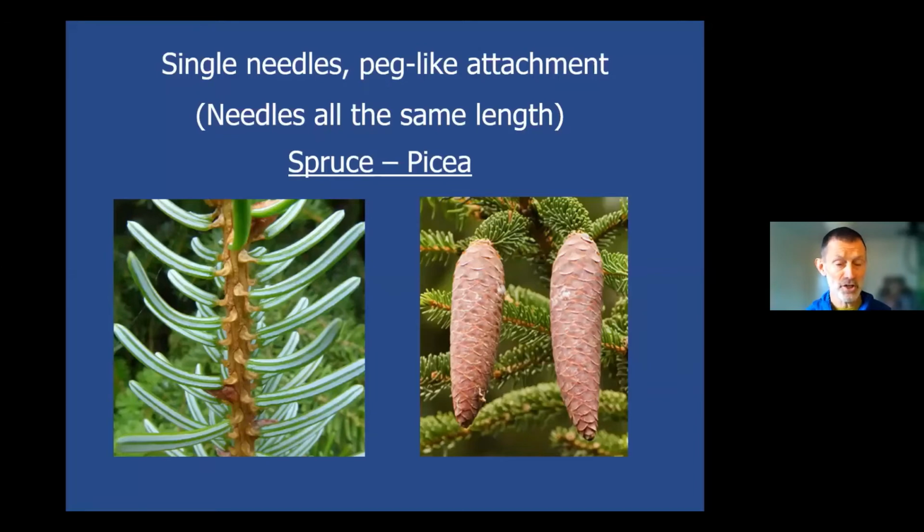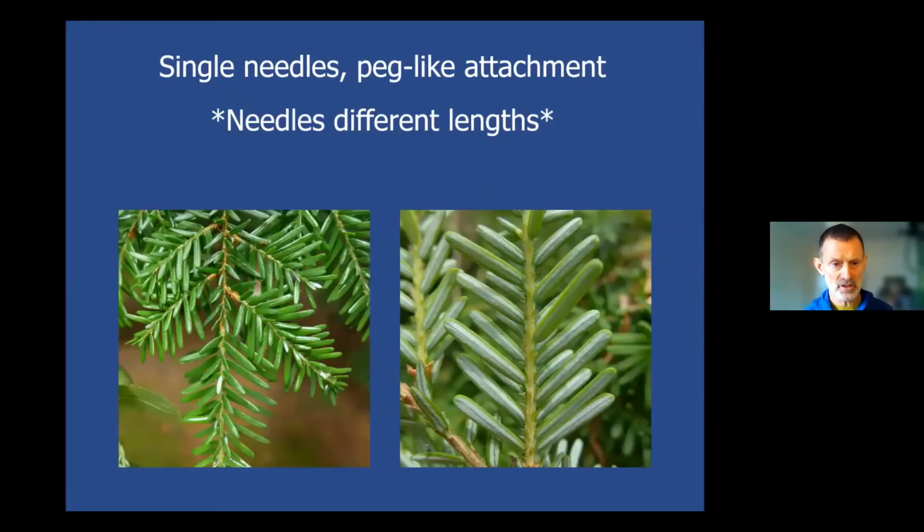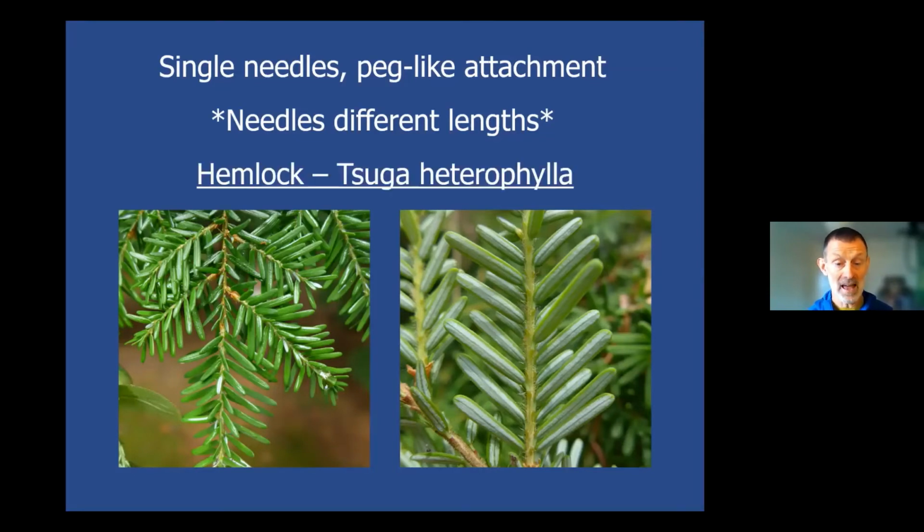Now, there is another genus which tries to be a spruce but doesn't quite manage it. So we've still got single needles, and they still have what could be described as a peg-like attachment. But crucially, the main species of this genus that you'll see in the British Isles has needles of different lengths all over the twig. And in the image on the left, you can see some very short ones in the middle of the twig, and then some longer ones elsewhere. And the image on the right shows you those little peg-like attachments. Now, this is hemlock or Tsuga heterophylla, and heterophylla does mean unequal leaves, so it's a bit of a clue in the name there.